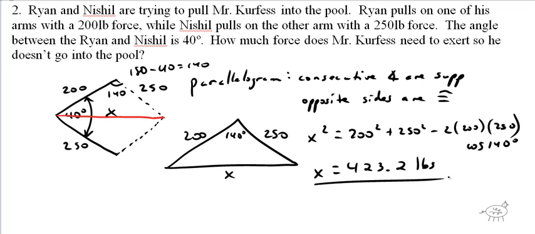That's that vector. That's how much I would have to pull against Nikhil and Ryan in order not to go in the pool. And think a little bit logically, too. That makes sense. As that angle gets farther apart, I have to pull less because they're kind of pulling against each other. If they were standing one behind the other, like in a tug of war, I would have to pull the total 250 pounds plus the 200, so 450 pounds total against them. But here they're 40 degrees apart, so I pull a little bit less. That's not too bad.